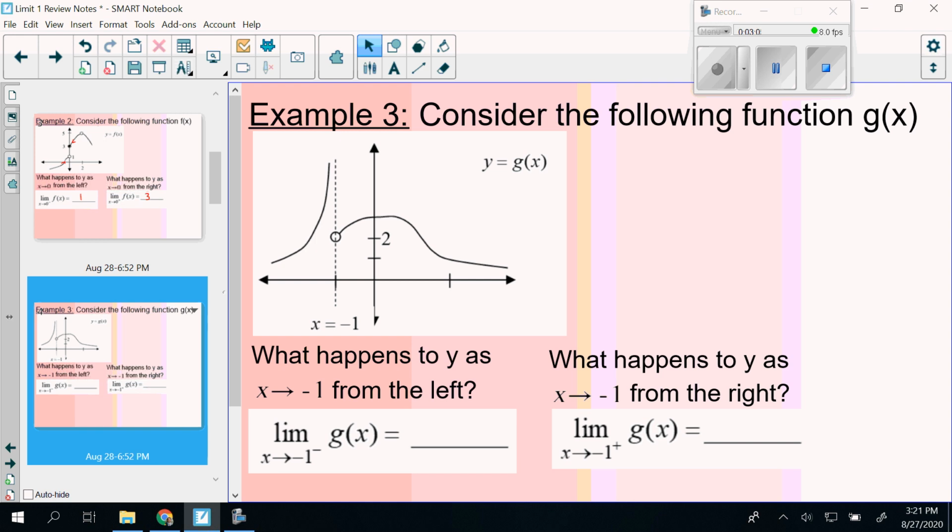What happens to y as x approaches negative 1 from the left? You should have gotten here that as it approaches from the left, it keeps increasing towards this asymptote, and so we should get infinity here. And then as it approaches from the right, you should get positive 2. There's no point there, but it looks as though it's going to hit the y value of 2.